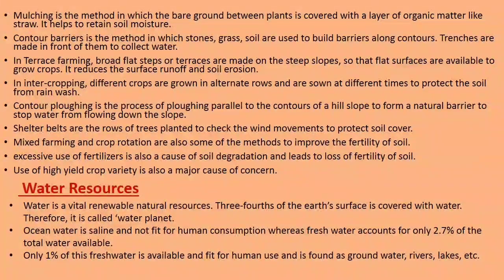Next is water resources, which is a very important resource. Water is a vital renewable natural resource. Three-fourths of the Earth's surface is covered with water. Therefore, it is called the water planet. Ocean water is saline and not fit for human consumption, whereas fresh water accounts for only 2.7% of the total water available. Only 1% of this fresh water is available and fit for human use and is found as groundwater, rivers, lakes, etc., which is also called potable water.